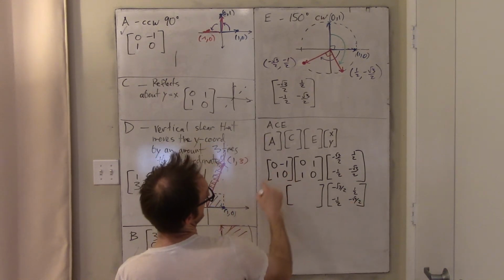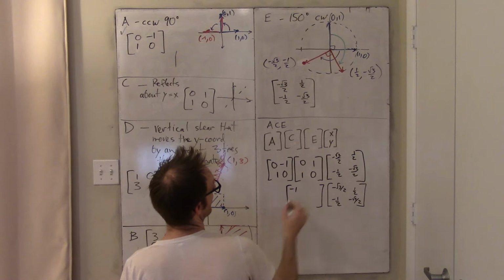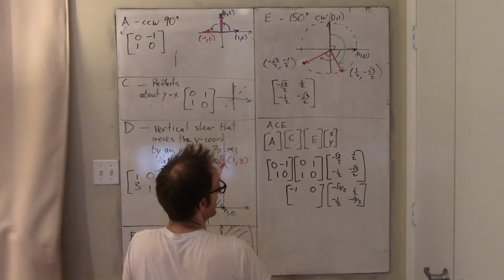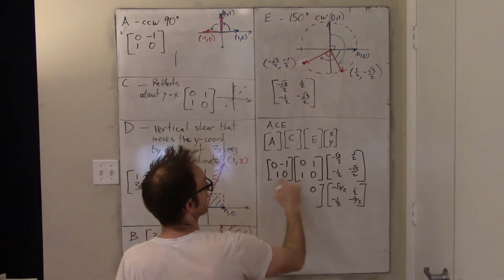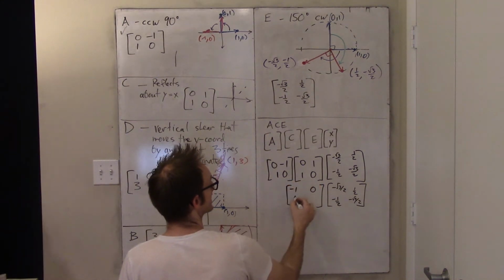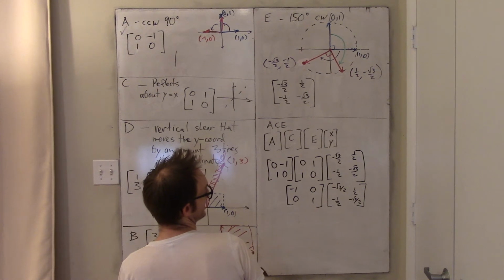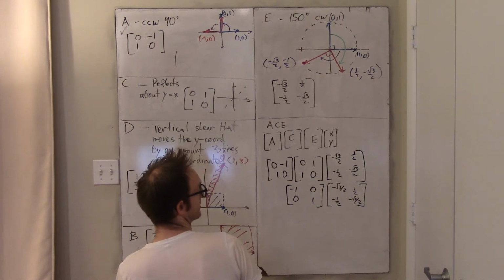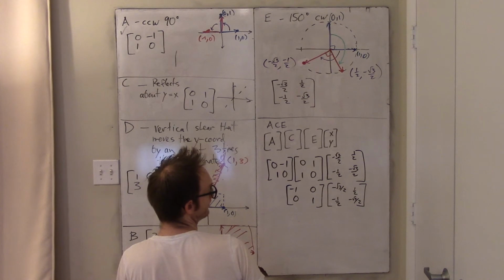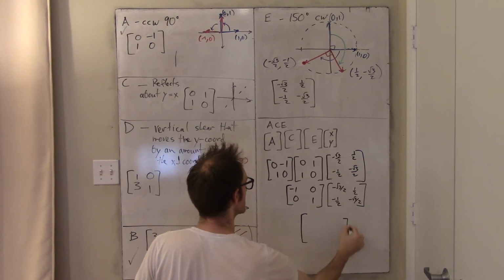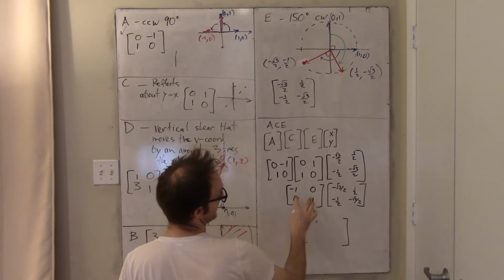So here, let's see, row 1, column 1, so that's negative 1. Row 1, column 2 gives me 0. Row 2, column 1 gives me also 0. And row 2, column 2 gives me 1. Let me just double check that. That's probably right. Okay, and then I'll multiply these. So let's see.